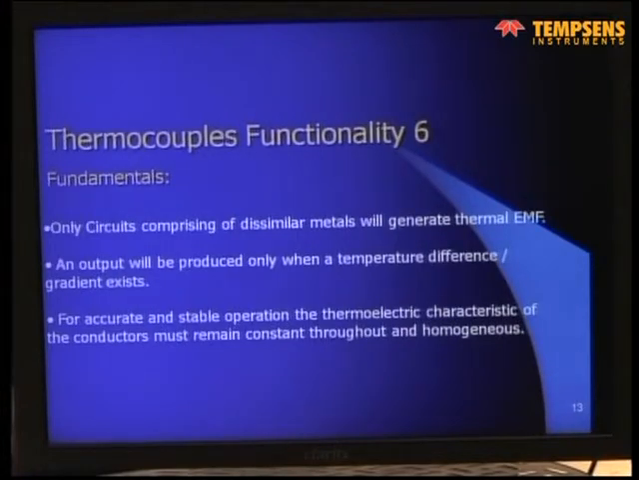Only circuits comprising dissimilar metals will generate a thermal EMF. The output will be produced only when a temperature difference or a gradient exists. For accurate and stable operation, the thermoelectric characteristic of the conductors must remain constant throughout and homogeneous. This is not possible, so we have to live with mistakes. And we have to take the mistakes into consideration, and we give them a number to have an idea what the effect is and how high it is.